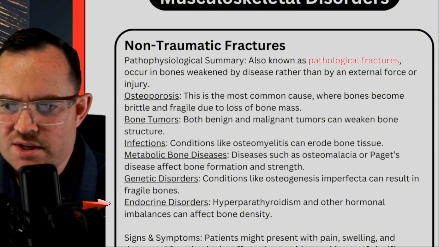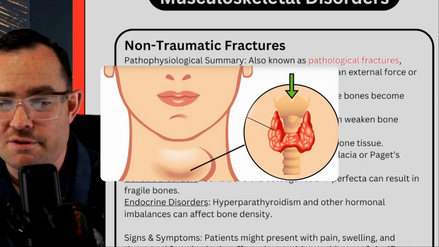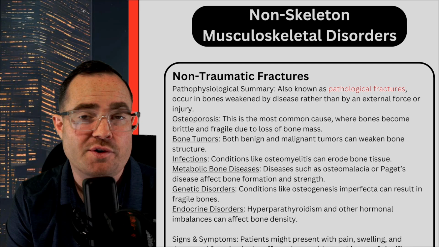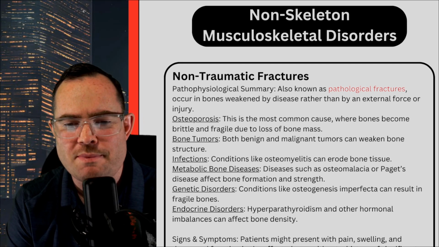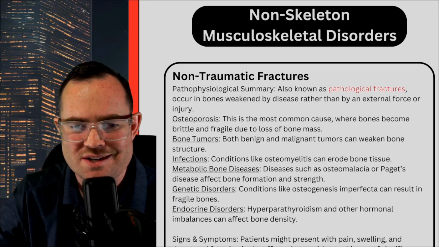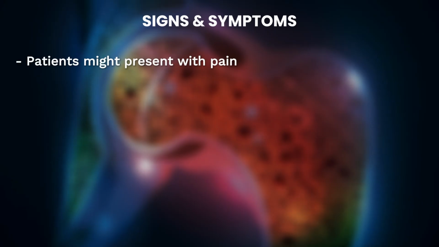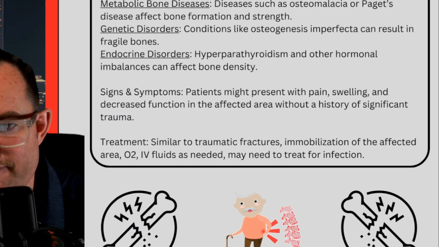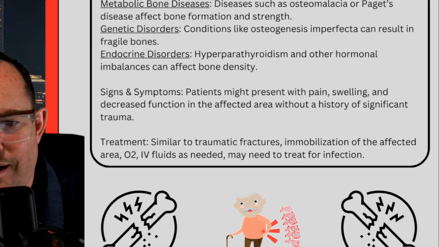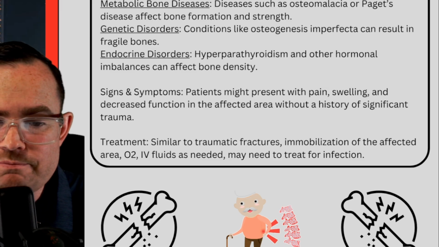An endocrine disorder, such as hyperparathyroidism and other hormonal imbalances, will affect the bone's density. Remember, your endocrine system does more than just push hormones around. It allows your body to maintain homeostasis, and your bones are part of that system. For signs and symptoms, patients might present with pain, swelling, and decreased function of the affected area without history of significant trauma. For treatment, similar to traumatic fractures, immobilize the affected area. Oxygen and IV fluids are needed, and they may need to be treated for an infection.